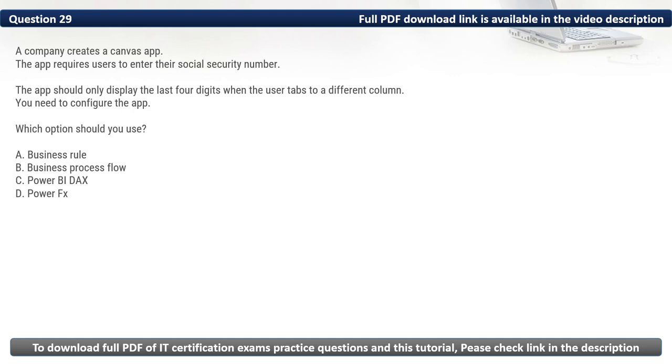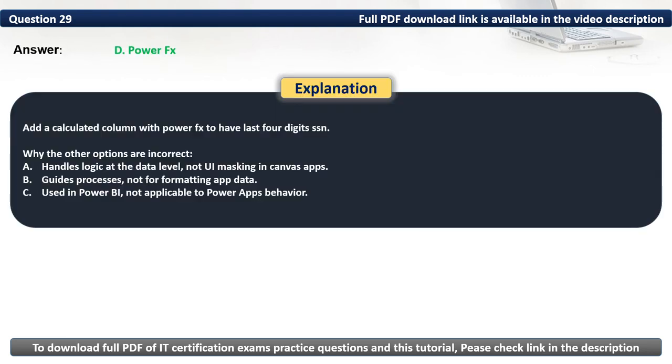We have A, business rule. It handles logic at the data level, not UI masking in Canvas apps. Then we have B, business process flow. It guides processes, not formatting of app data. Then we have C, Power BI DAX. It is used in Power BI, not applicable to Power Apps behavior. As such, the option that we should use is Power Fx. Thus, the correct option is D. Add a calculated column with Power Fx to show the last four digits of the SSN.